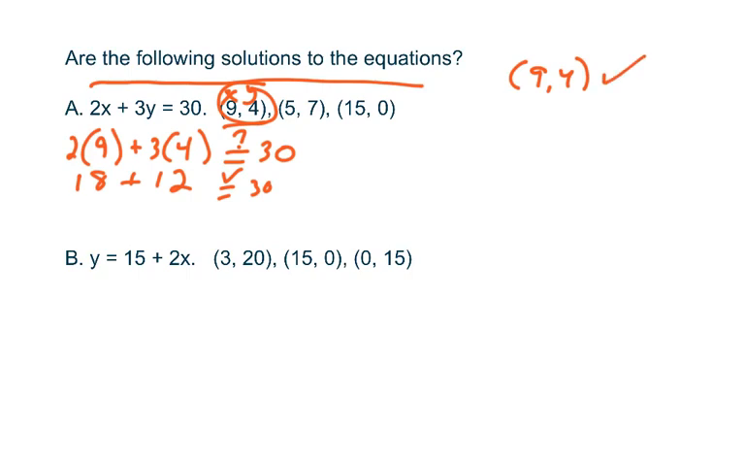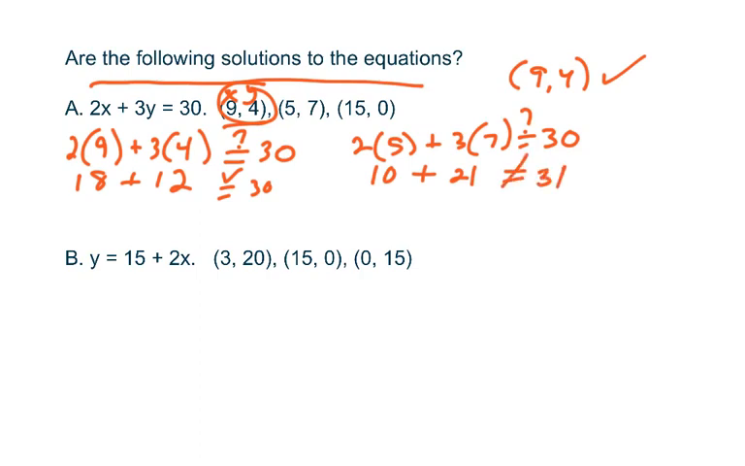Now let's try 5 comma 7. So 2 times 5 plus 3 times 7, is that equal to 30? So 2 times 5 is 10. 7 times 3 is 21. You add those together. 31 is not equal to 30, so no.